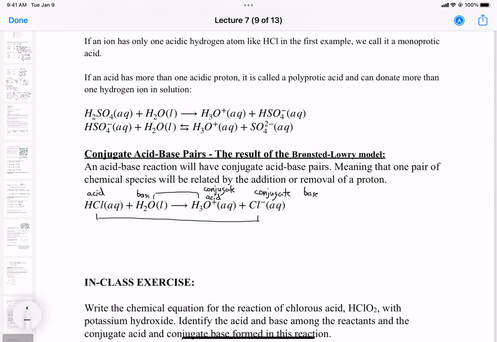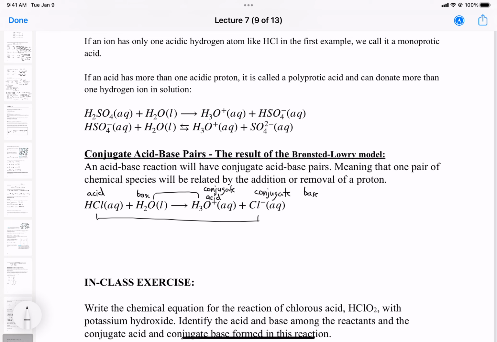And then once you're an acid and you have lost a proton and you become a negative ion, that will be the conjugate base. Okay, so in this case, HCl is the acid, Cl minus is the conjugate base, water is the base, H3O plus is the conjugate acid. So you'll always have an acid, conjugate base pair, and a base, conjugate acid pair. Okay, so there'll always be pairs like that. Two conjugate pairs, one will be from the acid, and one will be from the base.